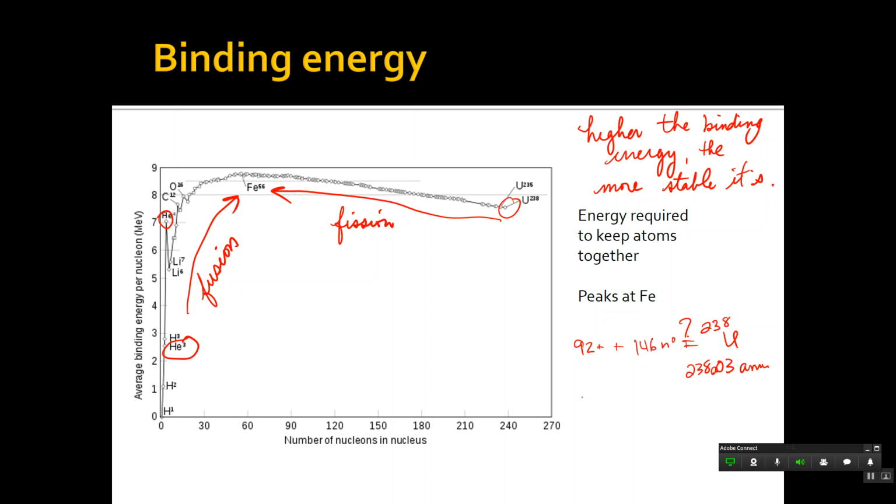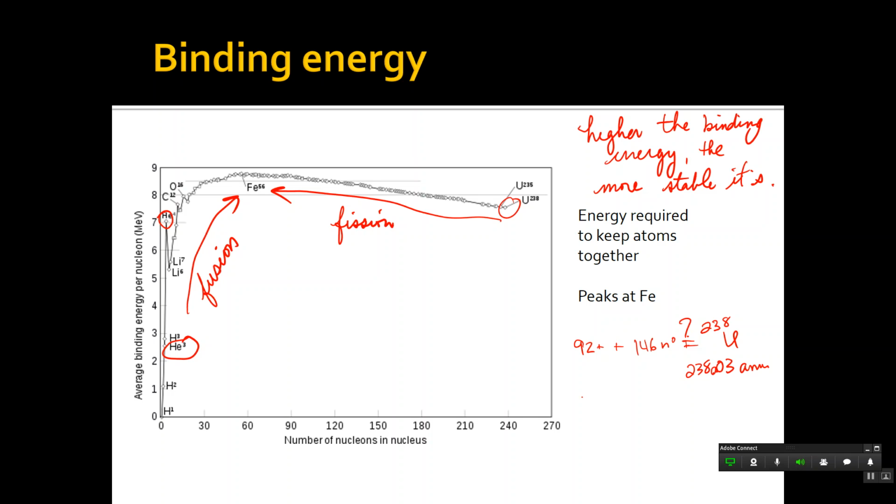That extra energy is going to be released when uranium decays. And that's what we use for power plants. We use the decaying energy from uranium-238 to power our power plants. It's an enormous amount of energy.